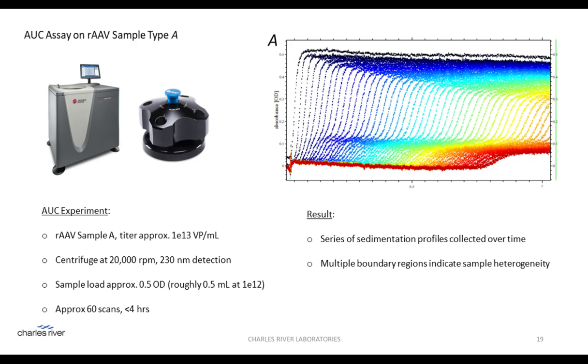These results are a series of sedimentation profiles collected over time, each trace representing essentially a single time point. The term data density can be thought of as how closely spaced these individual traces are. As I mentioned, the movement of these boundary regions gives you some sense of the sample heterogeneity and the relative size of the species. In the case of this sample, because there are apparently multiple boundaries present, clearly this sample is not monodisperse. There may be more than one species present in this sample.